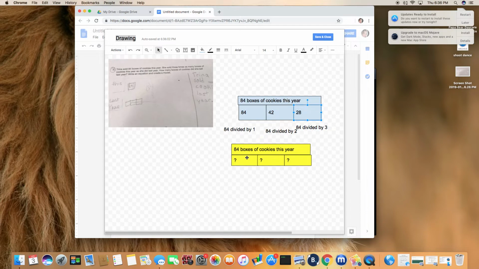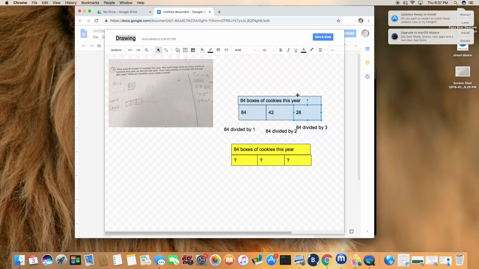So as a 4th grader reading this word problem, we would start by realizing what is given. What's given is that we sold 84 boxes of cookies this year. The other piece that's given is that this year we sold 3 times as many boxes of cookies as last year, so we can take that 84, and I kind of know that I need to split it up into 3. Now, with this method, I simply put a question mark on each one because I don't know what this is, I don't know what this is yet, and I don't know what this is.